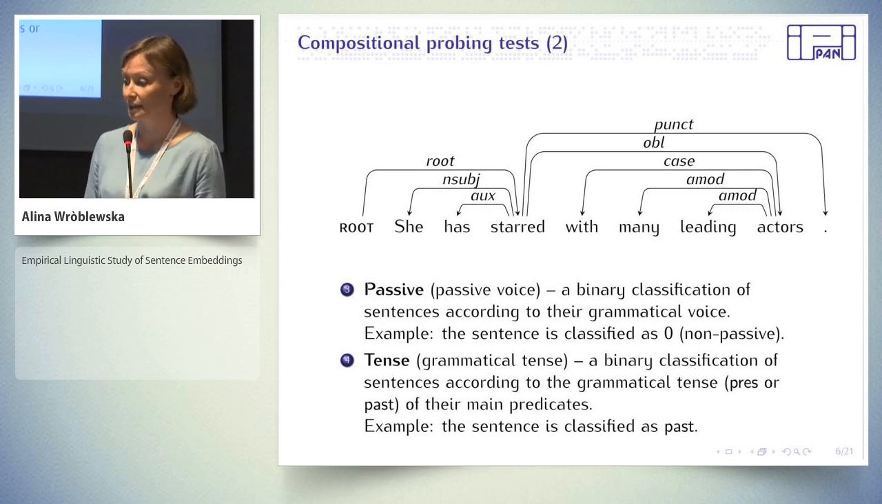The next test is a binary classification of sentences according to the grammatical voice. We have two classes in this case. Either the sentence predicate is passive or non-passive, and the example sentence is not passive. Then we also have a test which is a binary classification of sentences according to the grammatical tense of sentence predicate. We have two classes in this case, present and past. The example sentence should be classified as past because it's just a past tense.